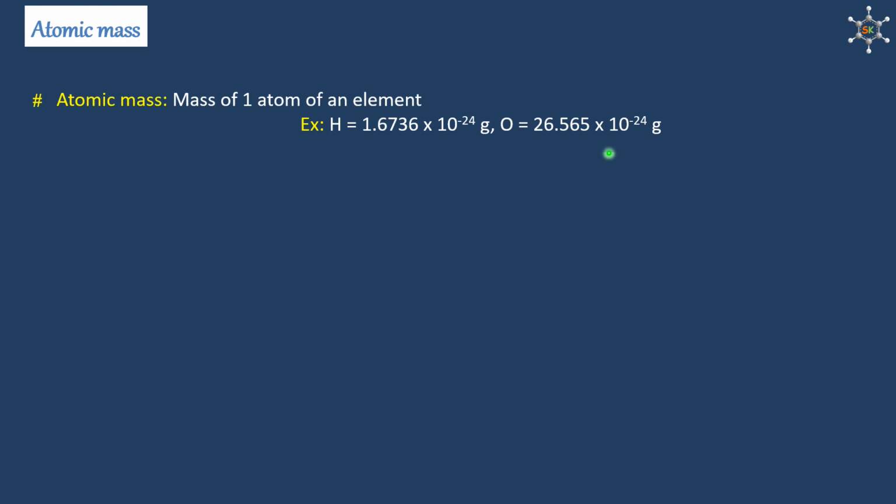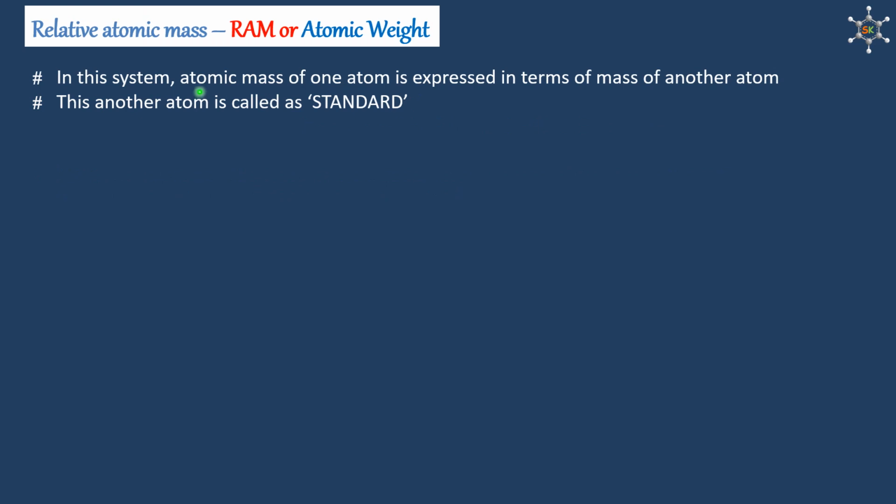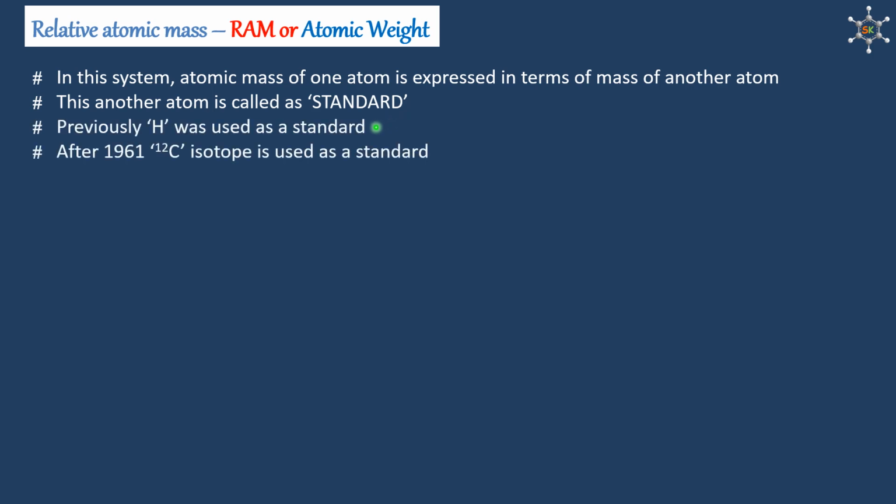To avoid this, and for the convenience sake, a relative scale of atomic mass was introduced, and that was called as relative atomic mass or atomic weight. Relative atomic mass is abbreviated as RAM. In this system, atomic mass of one atom is expressed in terms of mass of another atom. This another atom is called as standard. Previously, hydrogen was used as a standard. After 1961, carbon-12 isotope is used as a standard.